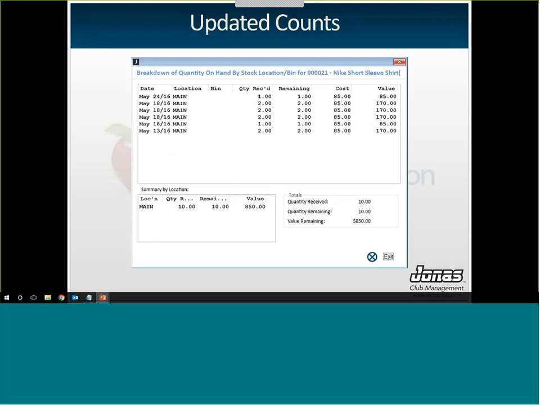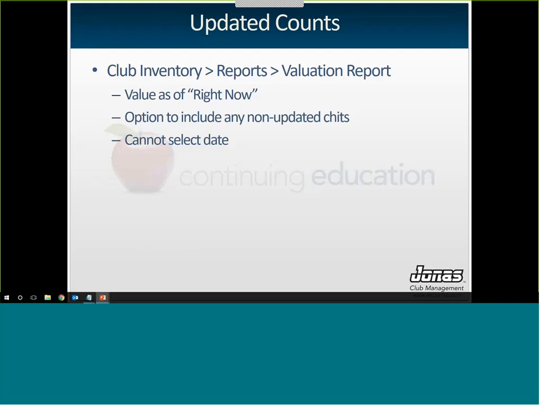The breakdown of quantity on hand by stock location is really just an inquiry screen. So you can see your date, your location, quantity received, as well as how much you have remaining, the cost, and the value. It's just an inquiry screen so you can have a look at each SKU individually. And you can find that in the Club Inventory Files Setup SKUs.